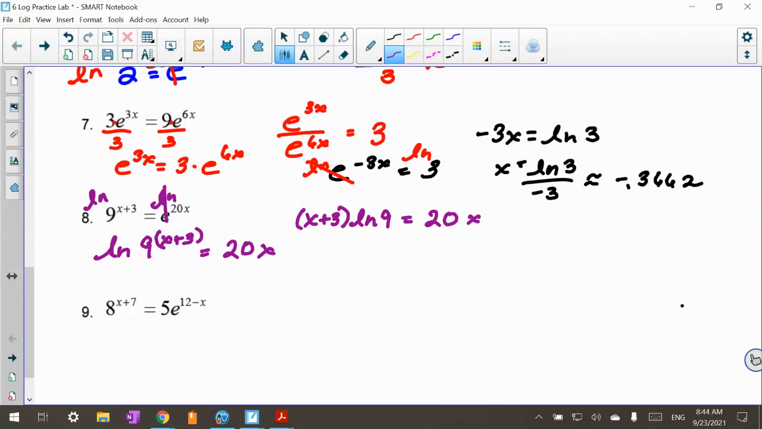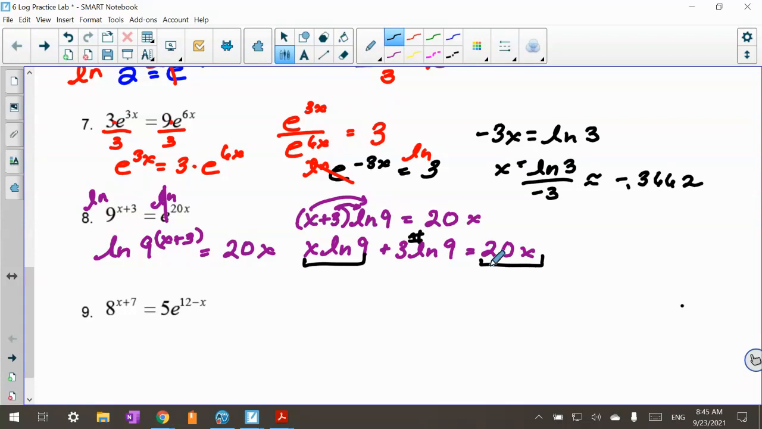So what I want to do is actually distribute this. I'm going to distribute the x and distribute the 3. And when I do, I get x natural log of 9 plus 3 natural log of 9 equals 20x. I'm still solving for x. This term has an x in it. This is a number. This term has an x in it. So I'm going to isolate my x's.